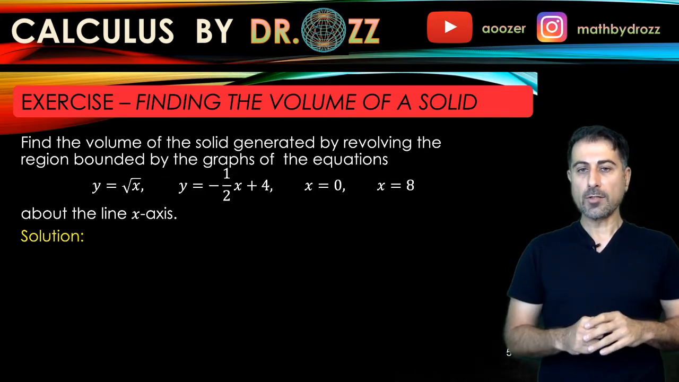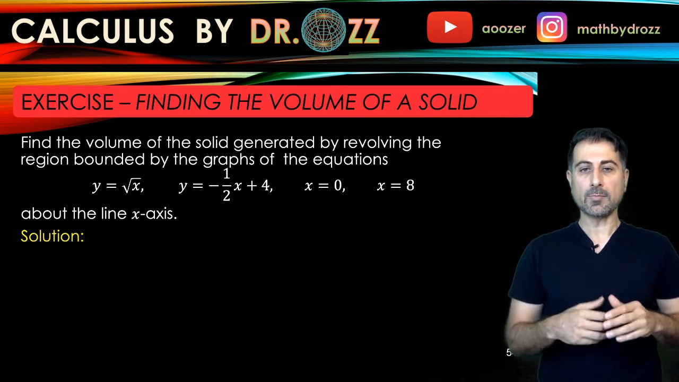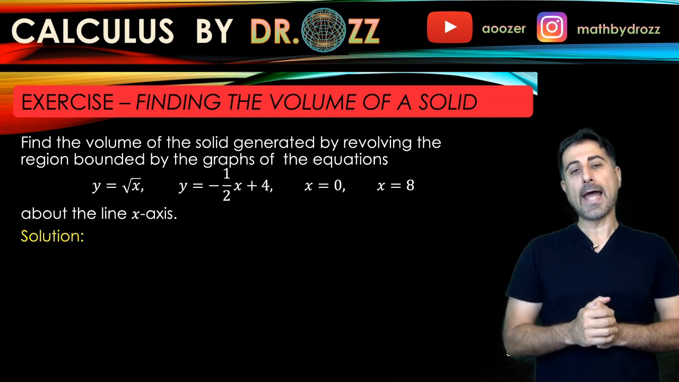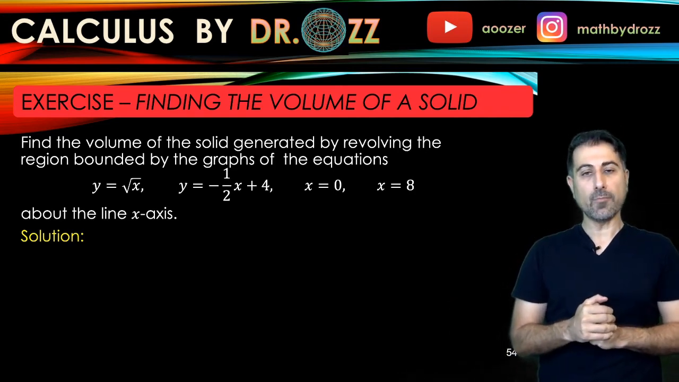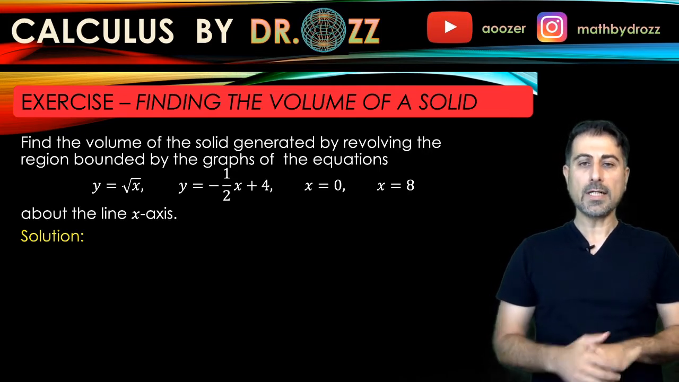We have y equals radical x. We have y equals -1/2 x plus 4, which is a line. And x equals 0, that's the other name of the y-axis, and x equals 8, a vertical line. Let me just quickly show you what the region looks like.